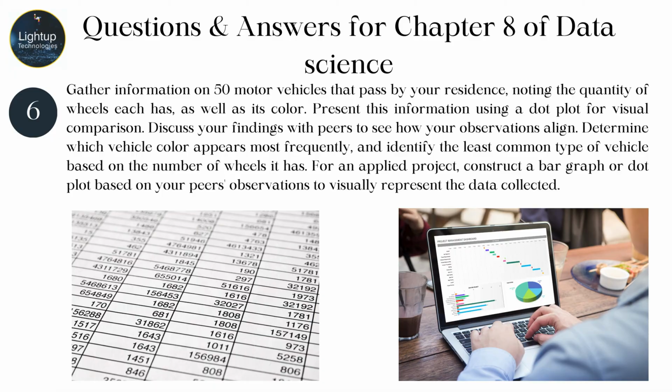Gather information on 50 motor vehicles that pass by your residence, noting the quantity of wheels each has, as well as its color. Present this information using a dot plot for visual comparison. Discuss your findings with peers to see how your observations align. Determine which vehicle color appears most frequently, and identify the least common type of vehicle based on the number of wheels it has. For an applied project, construct a bar graph or dot plot based on your peers' observations to visually represent the data collected.